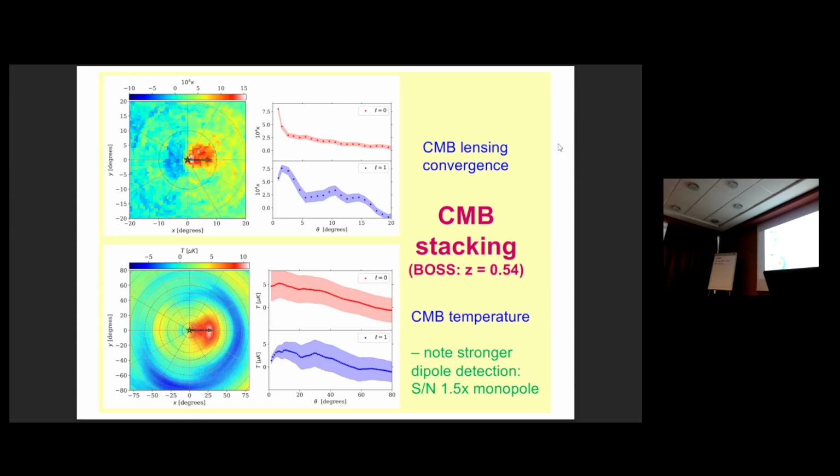Questions? Right there? What is the blue curve? That's cosmic variance. But the direction has no information. No.